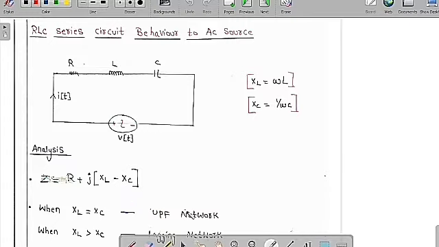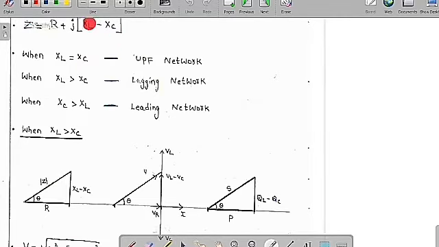When XL is equal to XC, the imaginary part becomes 0. Therefore, Z is equal to R. So simply we say it is a resistive circuit. Therefore, there is no phase angle between the supply voltage and the supply current.